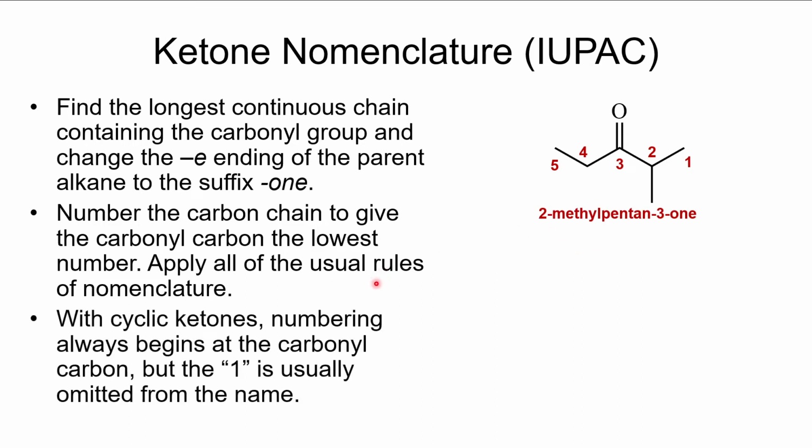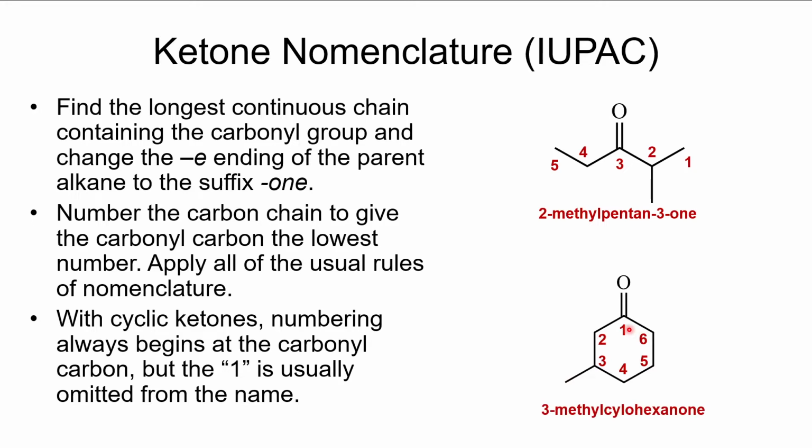All right. With cyclic ketones, we always number starting at the 1 position, but the 1 is usually omitted from the name. So for example, this is cyclohexanone, and we would number this as carbon 1, and then we would indicate the numbers 1, 2, 3, counting counterclockwise because we have a substituent going this direction. So we'd put that one at carbon 3. We can put the rest of these in here. So we have a 3-methylcyclohexanone.